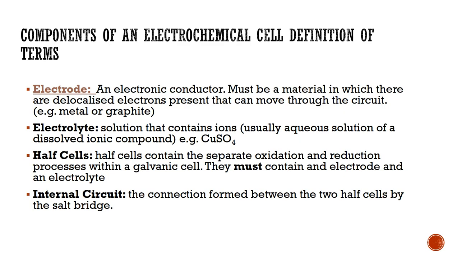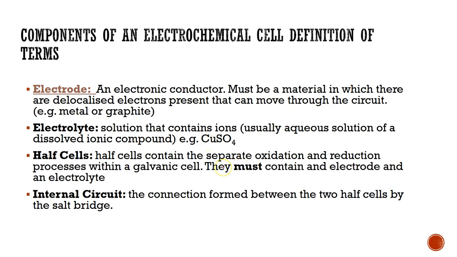So these are the definitions of each of the things that we need to be able to do. So we need to know definitions of each of our terms. We have the electrode, which must be a material where there are delocalized electrons present that can move through the circuit. The electrolyte is our solution made up of aqueous dissolved ionic compound, and the cation must be the same as the metal that we're using.